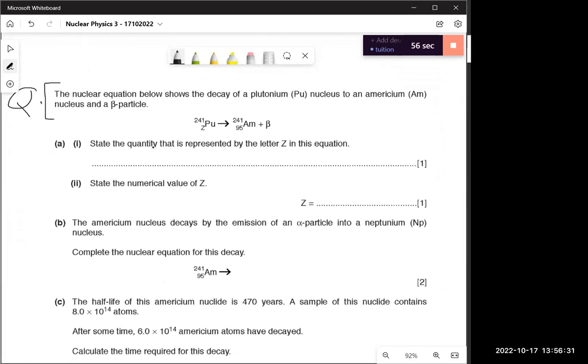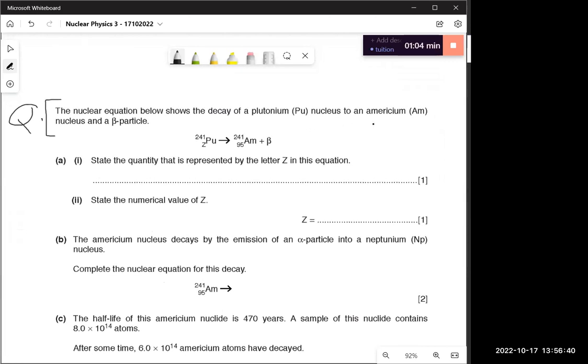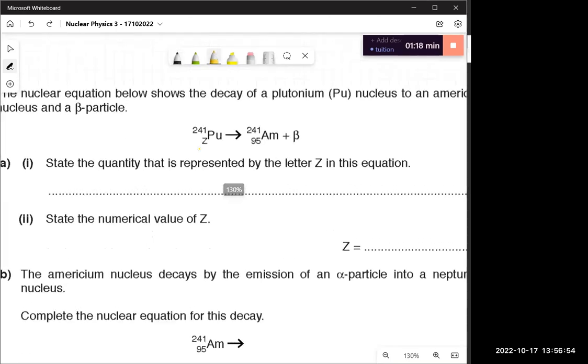The nuclear equation below shows the decay of a plutonium Pu nucleus to an americium Am nucleus and a beta particle. State the quantity that is represented by the letter Z in this equation. Okay, what is represented by letter Z? A beta particle is basically an electron. One electron. Okay.